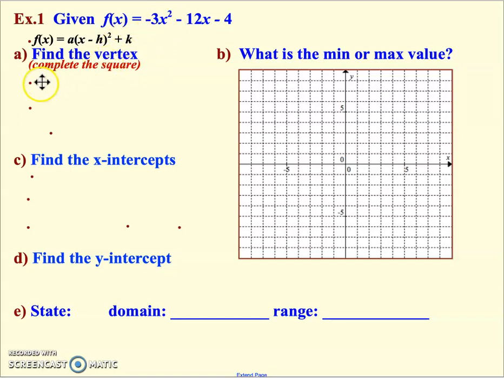So, a couple reminders for you guys about that. The first thing we'd have to do is take out the -3, because you can't start completing the square until this has a lead coefficient of 1. Then half the middle term squared, and a counterbalance.